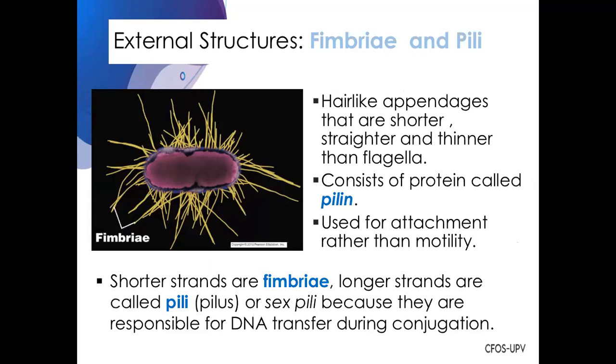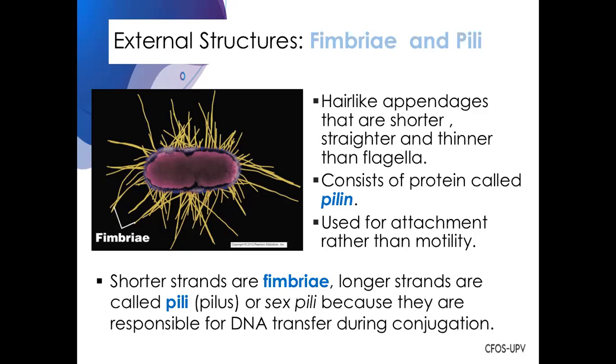Okay, the two common external structures in bacteria are the fimbriae and pili. I actually want to cover some parts of the slide because I want to ask you which one is longer and which one is shorter. So fimbriae is shorter, no? Pili consist of a protein called pilin, which is where it got its name. Pilin. Okay, and it is used for attachment rather than motility. It's not for movement.